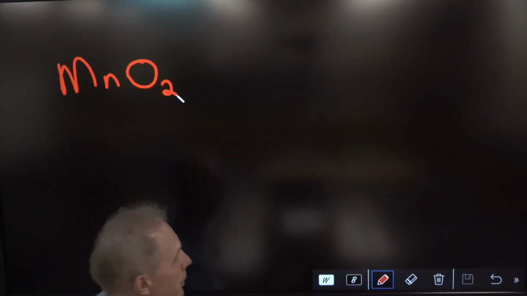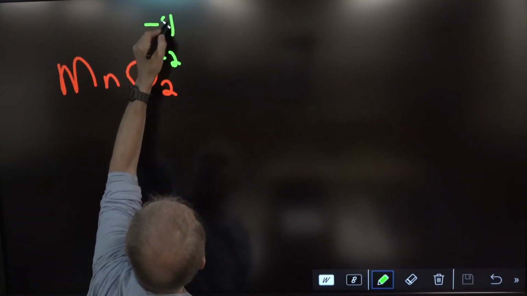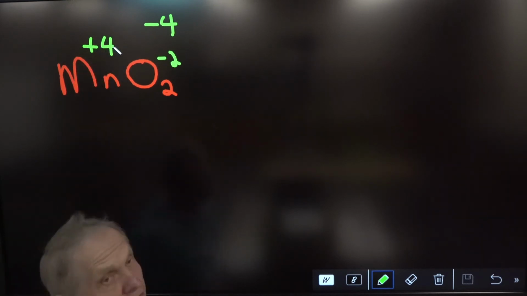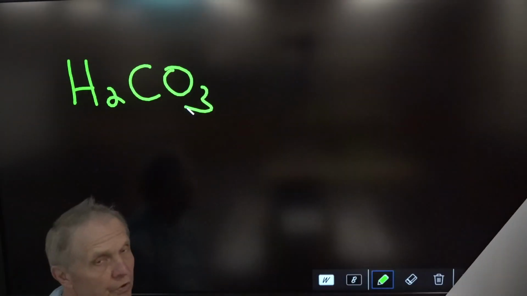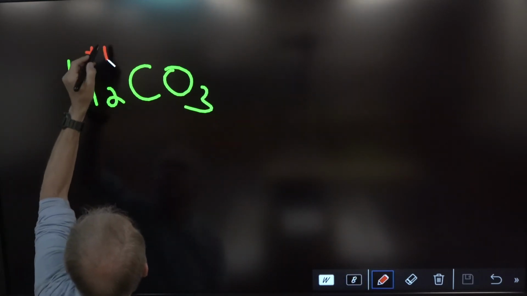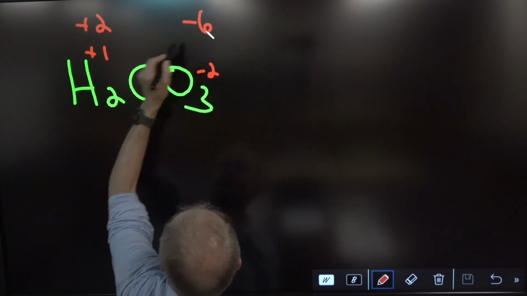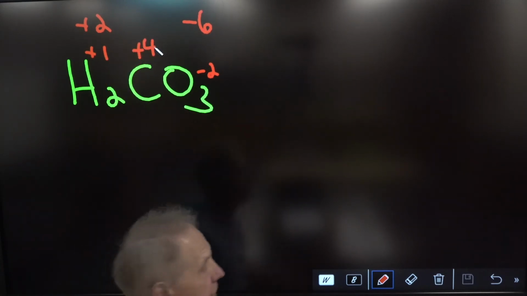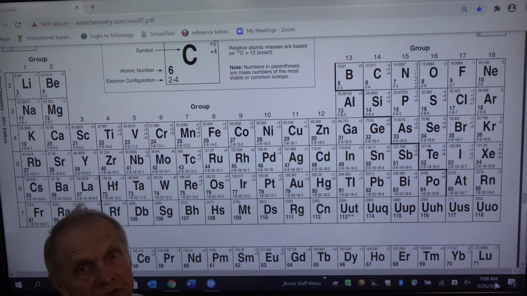So let's do MnO2. O is -2, total -4, so Mn must be a +4. So the name of this would be manganese Roman numeral 4 oxide. So let's find all the charges in this one. H is +1, total on top is a +2. O is -2, total on top is a -6. +2 and -6, this has to be a +4. So let's check it out. There is carbon right there, and there's a +4, so that works.